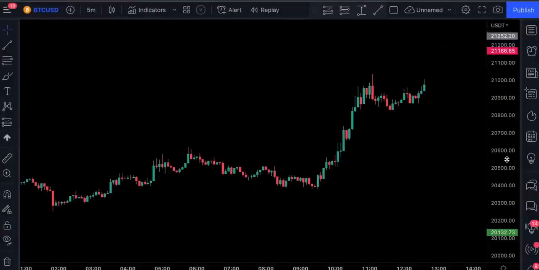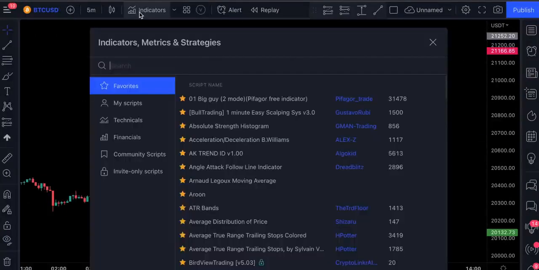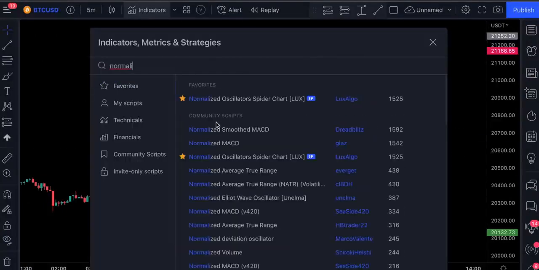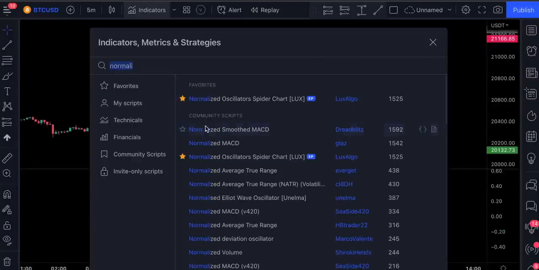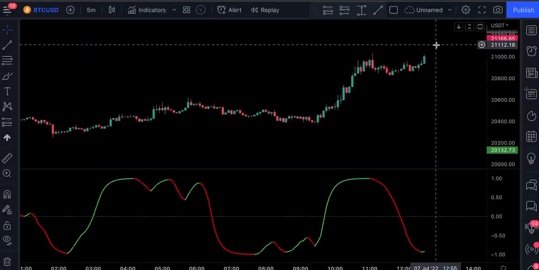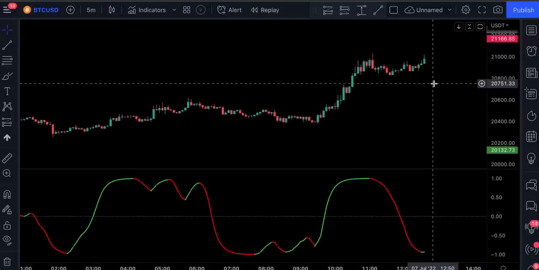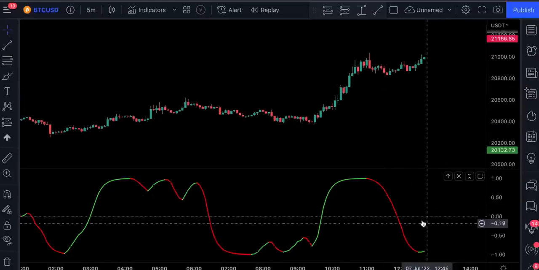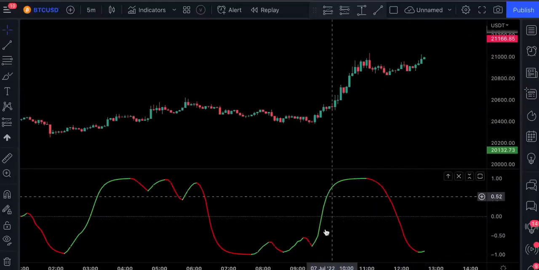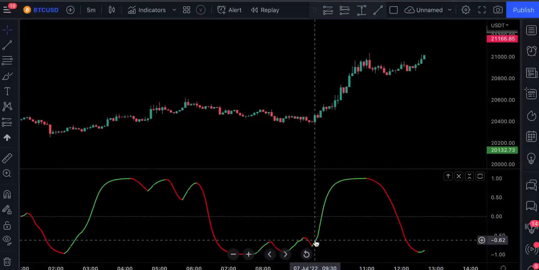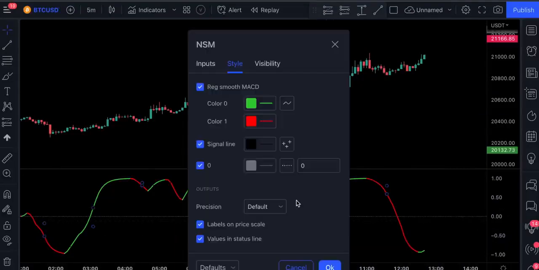Okay, so in third place we've got an indicator called Normalized Smoothed MACD, by Dread Blitz. Right away we can see that this indicator looks similar to STC, or Schaff Trend Cycle. Now let's understand what this indicator consists of. First of all we have a zero line, a MACD line, and a signal line. The signal line is colored black so you can't really see it, but it's not going to be important anyway because we have this colored MACD line.